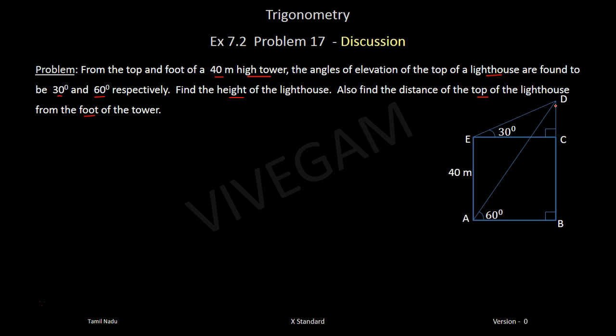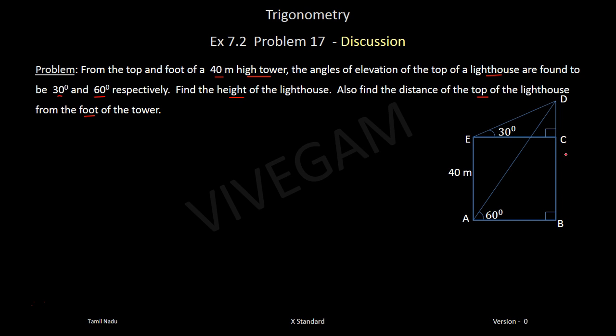Okay, so very simple. This is 40 meters, so which means this is also 40 meters, and EC is equal to AB. Use tan 30. Tan 30 is CD divided by EC. So from that calculate EC. Tan 60 is BD divided by AB. From that calculate AB. But we know AB equal to EC. Equate those two equations. You will get a relationship between CD and BD. Then another relationship is BC plus CD equal to BD.